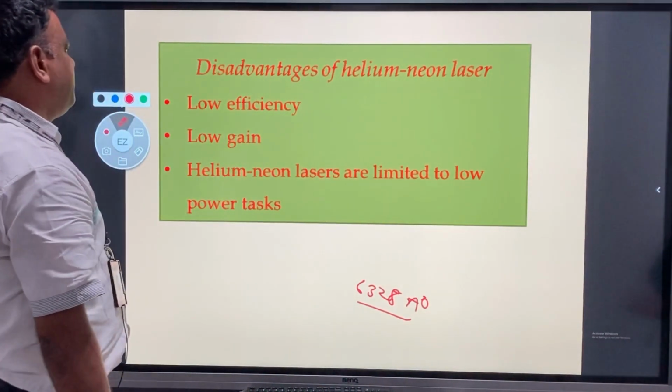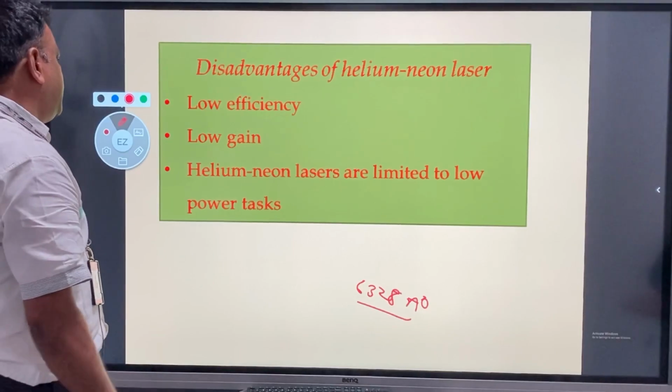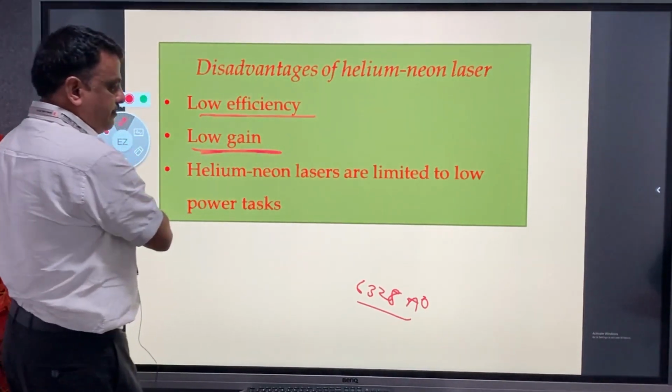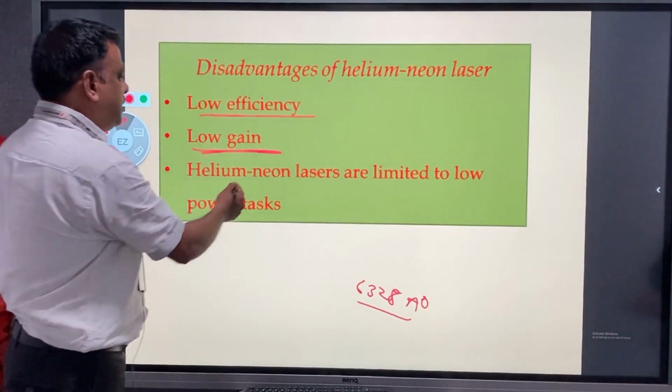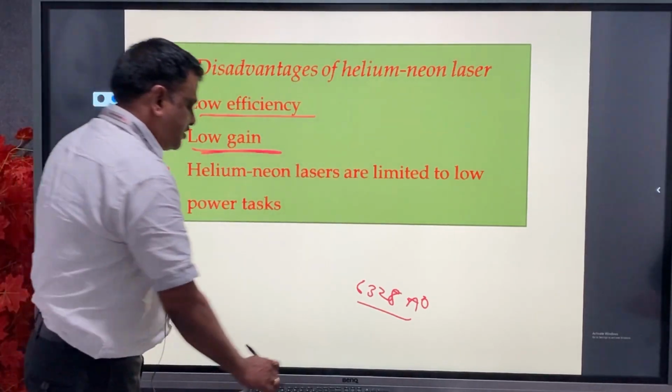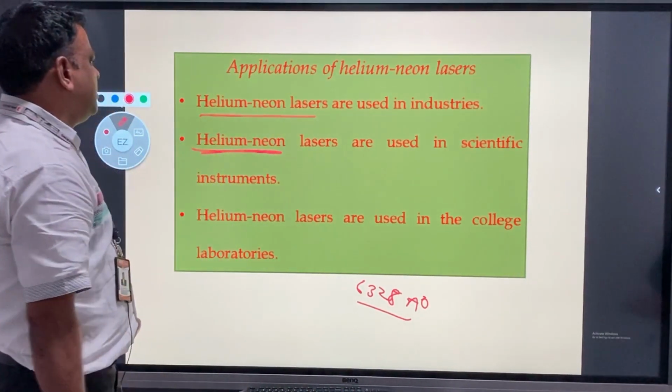Next, the disadvantages of the helium-neon laser. The only disadvantage is low efficiency, since the medium is not a high-gain medium. The helium-neon laser is limited to low power tasks. So these are the disadvantages of the helium-neon laser.